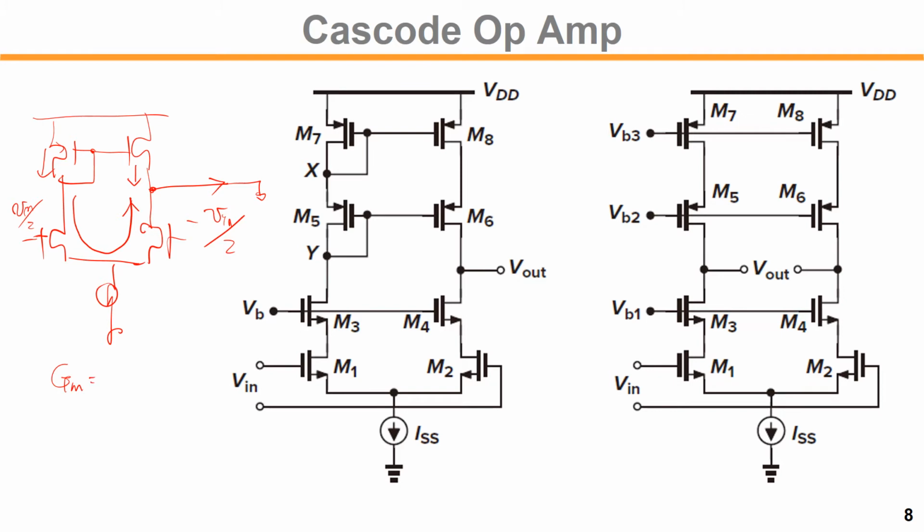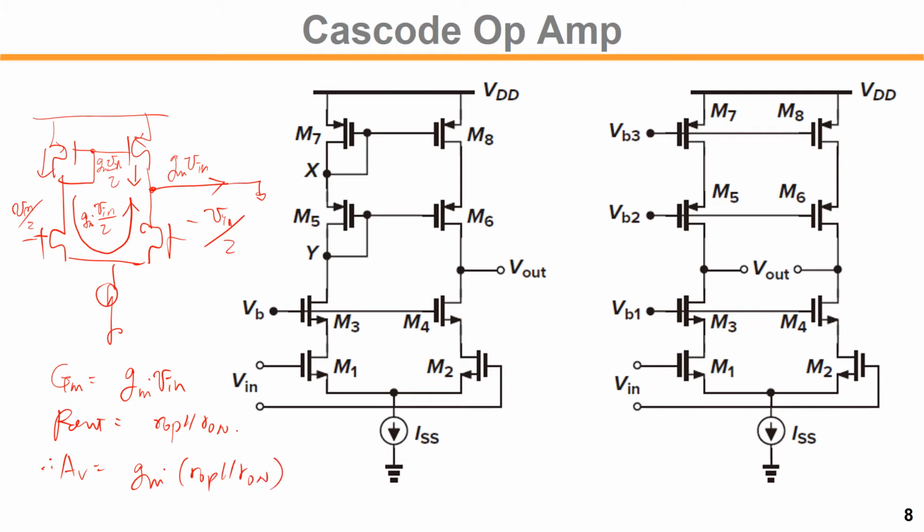When you find the big GM at the output, what is it? This is GM times V in over 2. So the whole big GM is GM times V in, right? Everything added up, this is the half GM V in, so this is GM V in. So what is R out? R out is ROP in parallel with RON, so the AV is GM times ROP in parallel with RON.